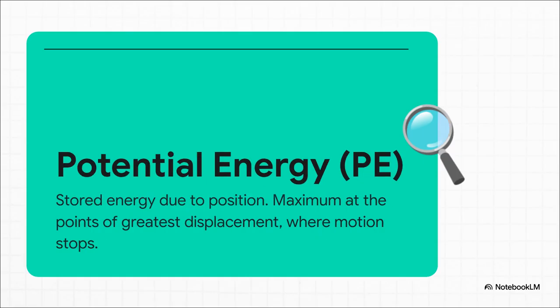Its partner is potential energy. This is all about stored energy. It's highest at the very top of the swing's path, where gravity is just dying to pull it back down to the center. It's kind of like a stretched rubber band. It's just full of potential, ready to snap back.